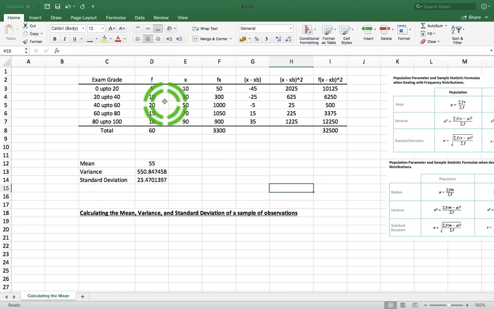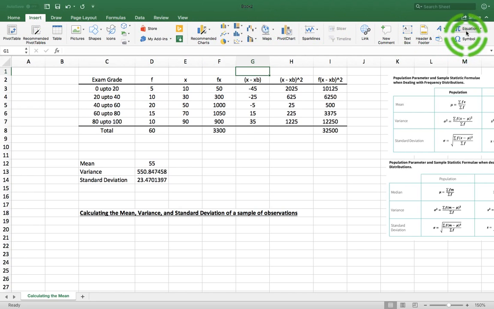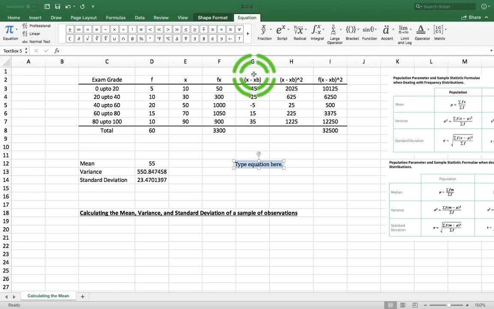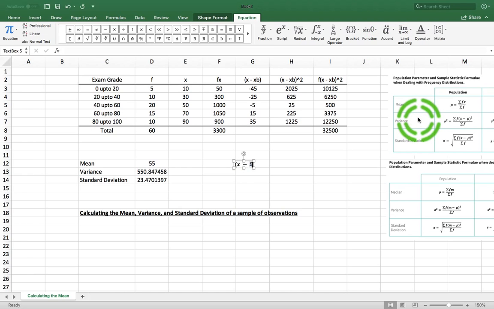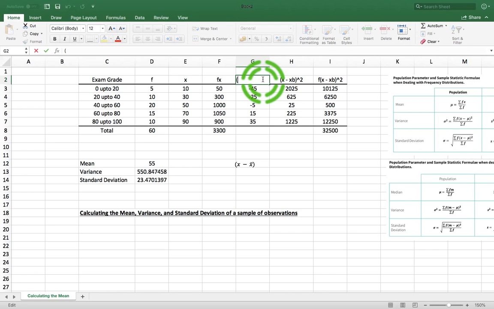Maybe I should actually use formulas for these. Can I put in a formula handy enough here? Insert an equation. Will the equation stay in the cell? It doesn't really stay in the cell, but from an equation perspective, this would be equal to x minus x bar, and gives us something like this. So maybe that's a lot better than using this particular notation here.